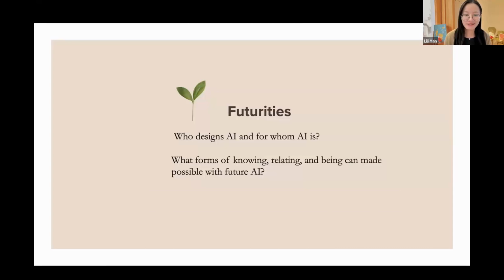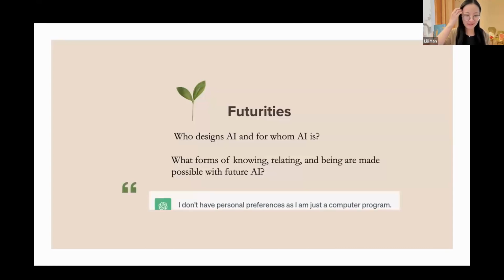I want to end my sharing with a fun response I got from ChatGPT quite a while ago, but it feels like both fun and profound to think about in the context we have right now. So it says, I don't have personal preferences as I'm just a computer program.